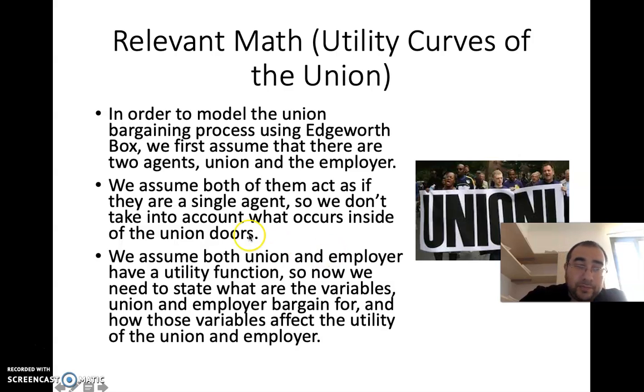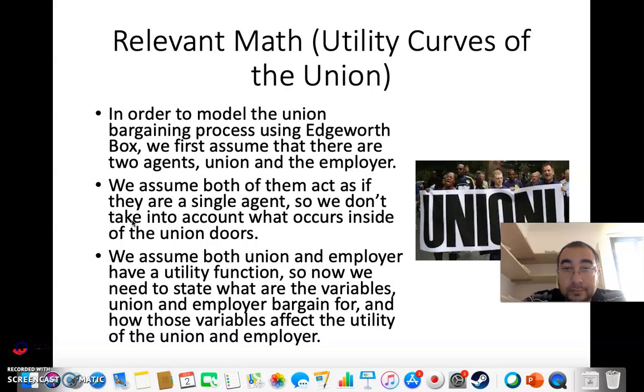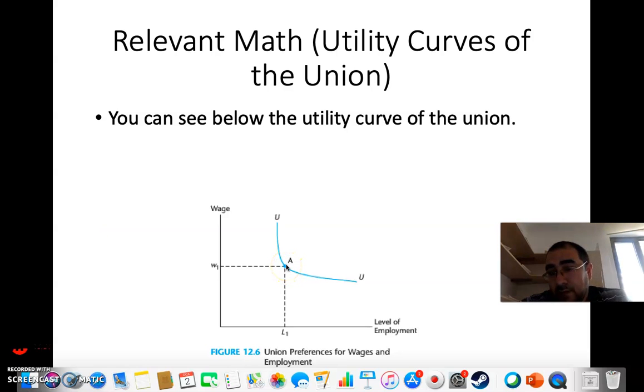Now, when we form the utility curves of the union and the employer, their appearance might look a little bit different. Actually, the employer case is much more different. The union case is more or less the same. There are two variables the union is bargaining for: one of them is employment, the other one is wage. From the union's perspective, the utility goes up when the union gets a higher level of employment, and also when the workers get a higher level of wage.